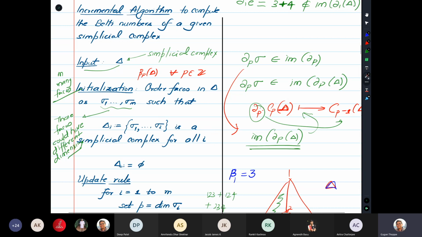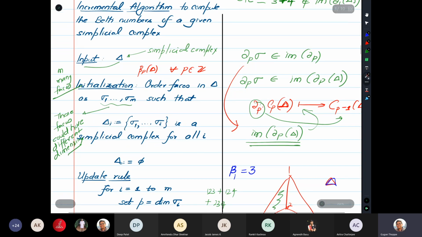Is this okay? Let me pause here. If you have a question on understanding this statement, let me know. This is how I order the faces, and I would like to emphasize that there is no unique ordering. There are several ways you can order the faces such that this condition holds true. If you have any question, please ask, otherwise we can advance.